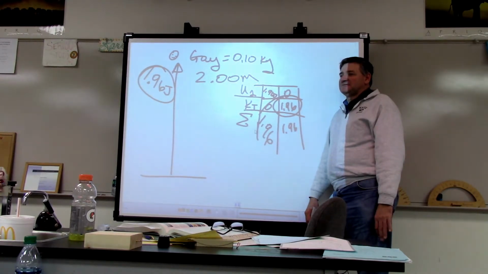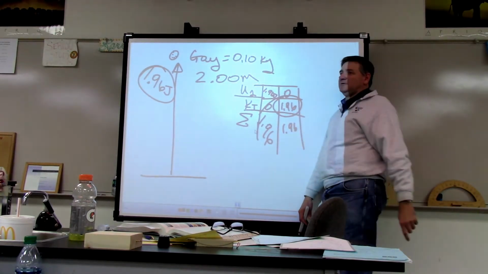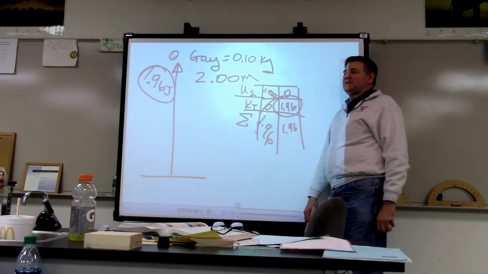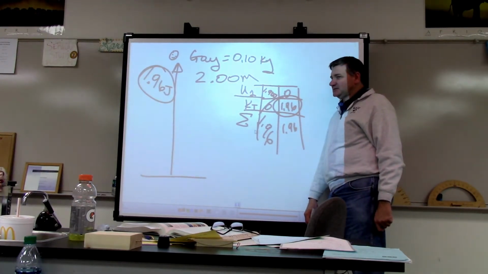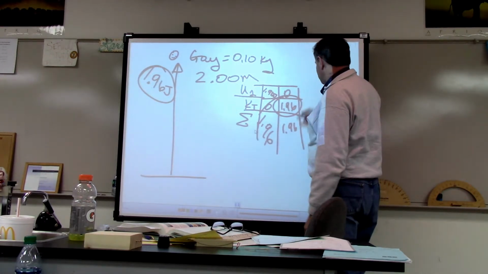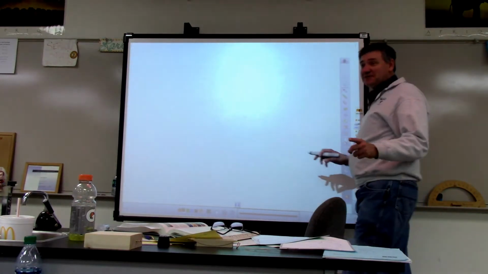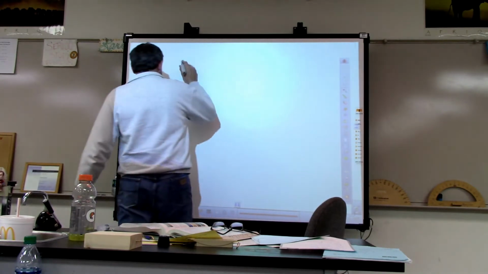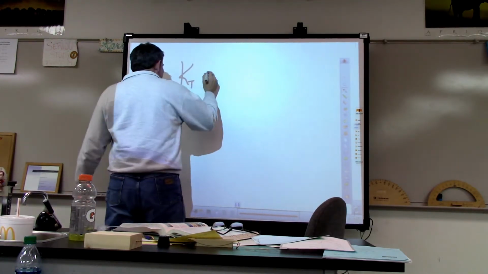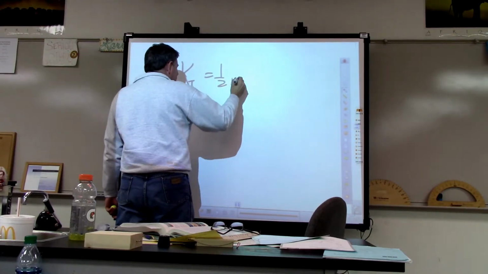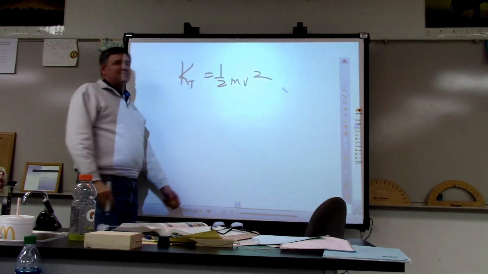What is kinetic energy equal? Mass times velocity squared. And there's a one half. Yeah. Right? That's kind of a big deal. Okay. I forgot about it until like the last problem. Okay, so kinetic energy is 1/2 mv².